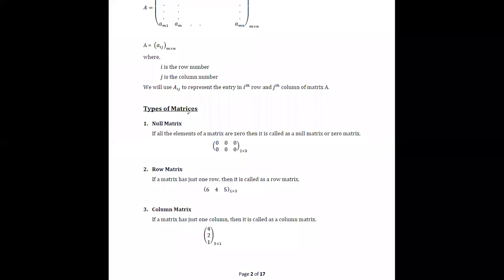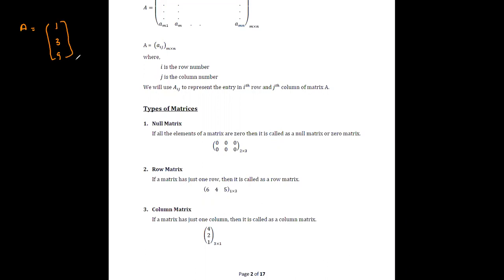Then the third type of matrix is the column matrix. In the previous one, we said that if a matrix has only one row, then such a matrix is said to be a row matrix. Therefore, if a matrix has only one column, then such a matrix is said to be a column matrix. As an example, in this matrix it is 1, 3, and 9. Here you can see that there are 3 rows and 1 column. Since you have only one column, this is a special type of matrix. Therefore, we can say that A is a column matrix.